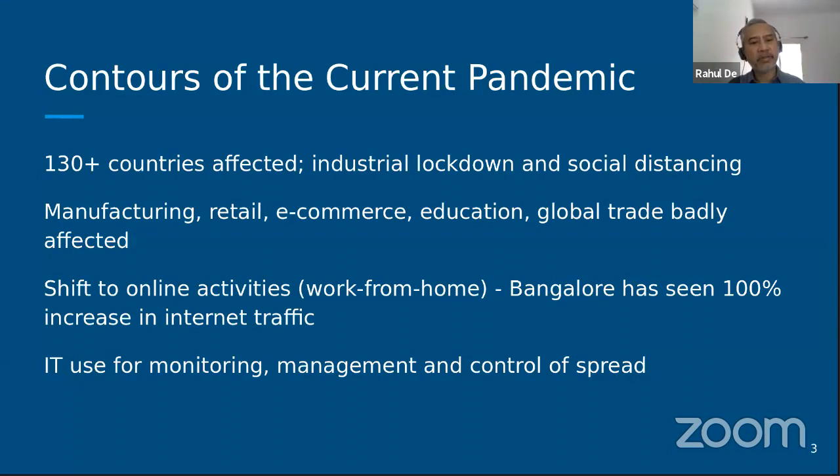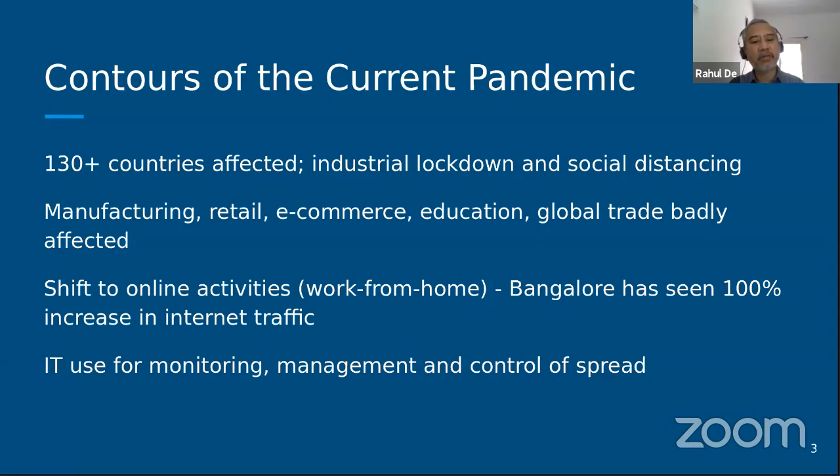Everything is badly affected. One of the things that has actually increased significantly is the shift to online activities, what people are now calling work from home. For instance, I'm working from home right now, and so are you. And in Bangalore, I was seeing some statistics, Bangalore has seen a 100% increase in internet traffic.